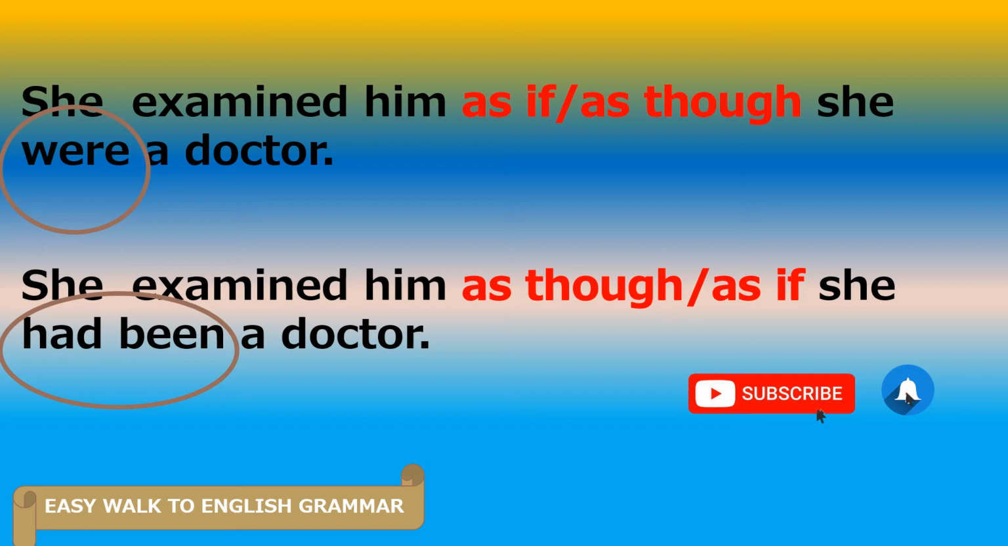That is the sense when we use were in a sentence. But when we use had been in the as though or as if section, the meaning changes slightly. There, it means she is really pretending, or she pretended to be a doctor. She is certainly not a doctor, but she pretended. That's the difference between using were and had been.